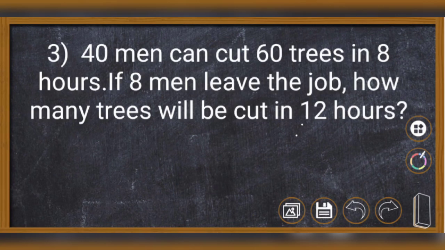Now we will move on to the next question. 40 men can cut 60 trees in 8 hours. If 8 men leave the job, how many trees will be cut in 12 hours? Here what is given? m1 is given 40, then the number of trees cut, that is work, is given 60, and hours is given, t is given 8. Now when 8 men leave the job, that is 40 minus 8, that is 32.